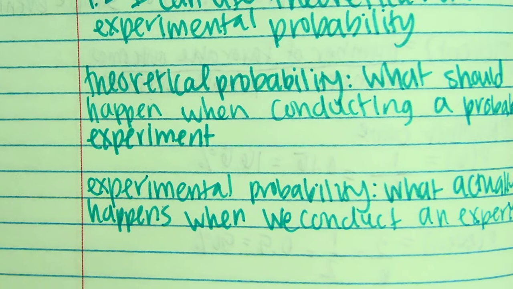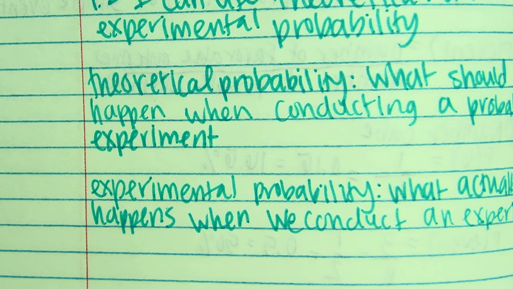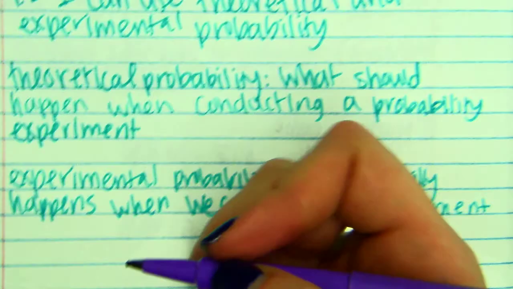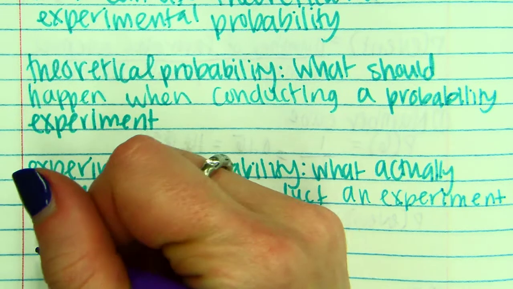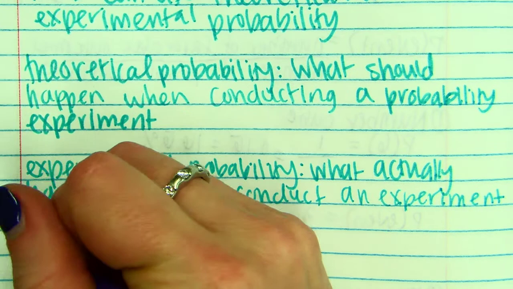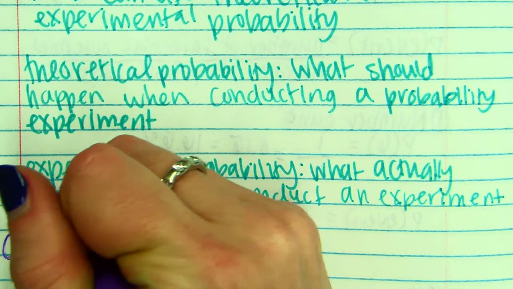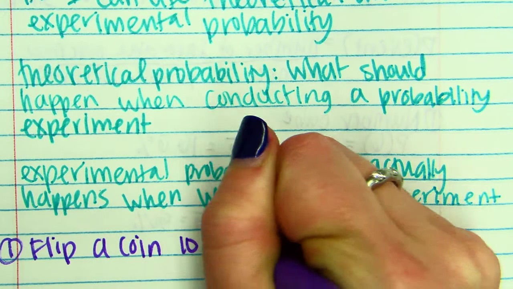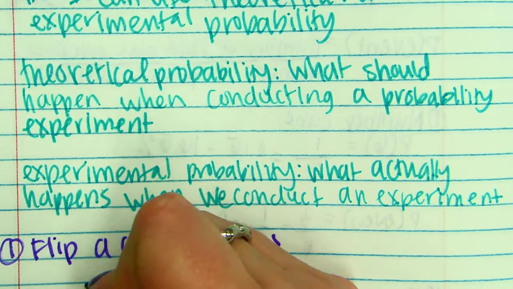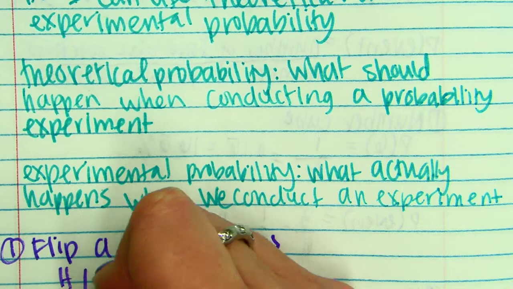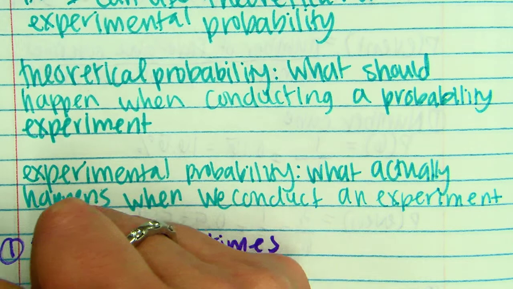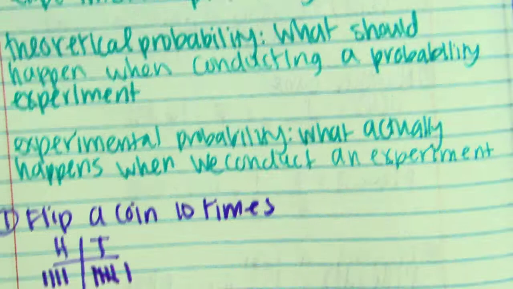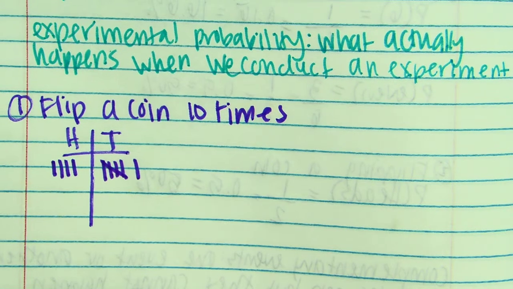So let's say we are flipping a coin. We have two different probabilities here. Let's say we're going to flip a coin 10 times. So let's call this example 1. We're going to flip a coin 10 times. And let's say we made it heads and tails, and let's say we got heads 4 times and tails 6 times. So let's say I did this experiment, I got heads 4 times and tails 6 times.